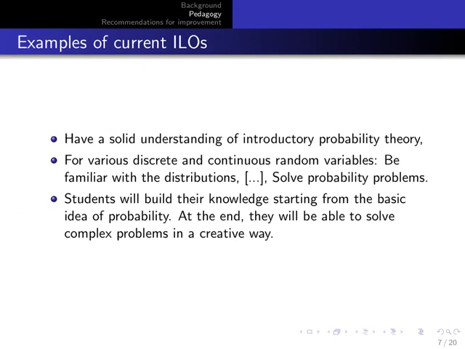I want to show you some of the current learning outcomes that are published in the study guide. Of course, students don't read this, and we don't highlight their importance, so there is a problem here. But let's have a look. The first one says that one of the goals, a learning outcome, would be having a solid understanding of introductory probability theory. What does this mean?